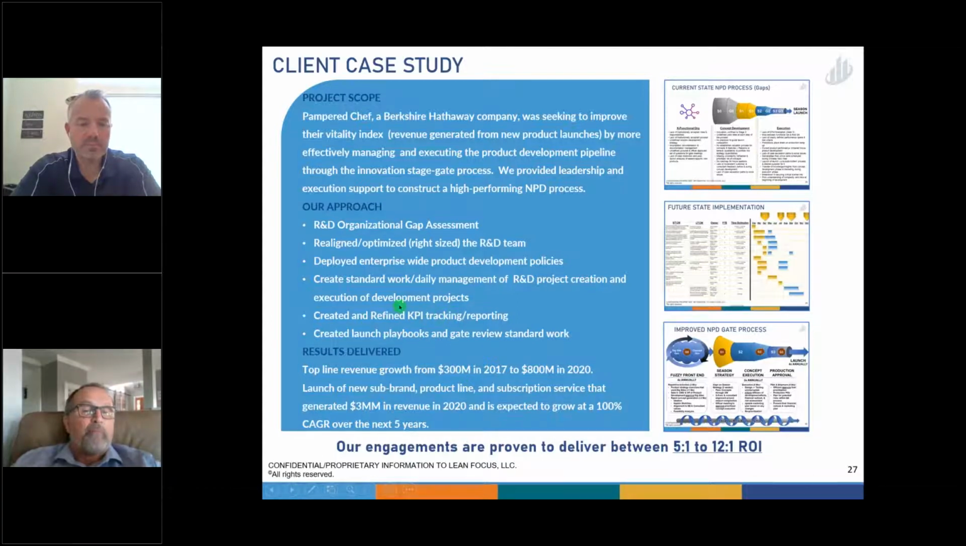We created KPIs and we created launch playbooks, and the results are just great. The top line growth almost tripled in 3 years. And you can also see it wasn't just more products, but also different types of products, including a new subscription service. As those of you that have tried to move from one type of product to another know, it is challenging. And the expectation is that they're going to continue growing at that rate for years.